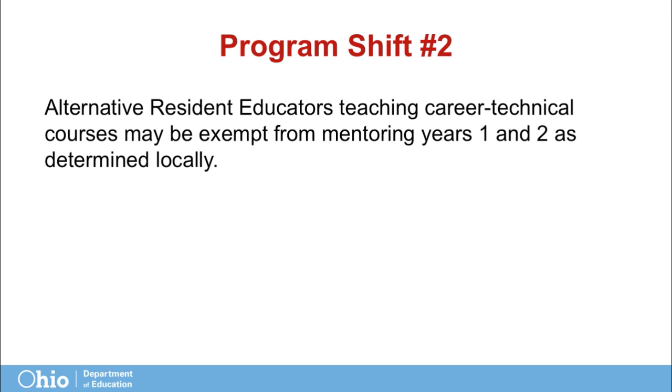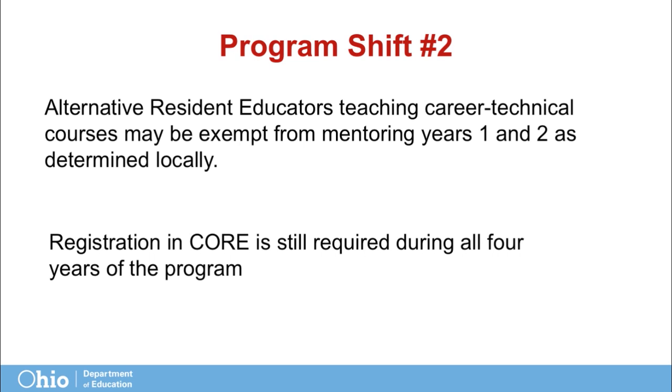According to House Bill 64, those holding the alternative resident educator license who are teaching career technical courses are not required to go through the mentoring in years 1 and 2 of residency, but they are still required to complete 4 years of residency and other requirements specific to the alternative resident educator license. These educators are still required to be registered in the RE program all 4 years of the program and pass the RESA in order to be able to progress through the program to advance to the professional license. Even though it is not required, these educators can still participate in mentoring if the local program wishes to provide mentors.